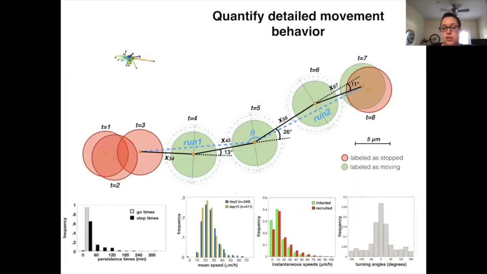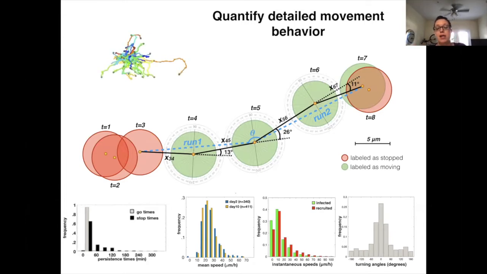But then we can also look at this detailed movement behavior. So the way that we did this here is if a cell is moving, it might be moving, but if it doesn't move more than 5 micrometers, we consider it to still be stopped. But then we have this run if it doesn't stop, or if it doesn't change angles of more than 15 degrees. And so doing that, we quantified the stop times and the go times, and we found that these cells actually stop a lot more than they move. They move in these little spurts and they stop for a long time.